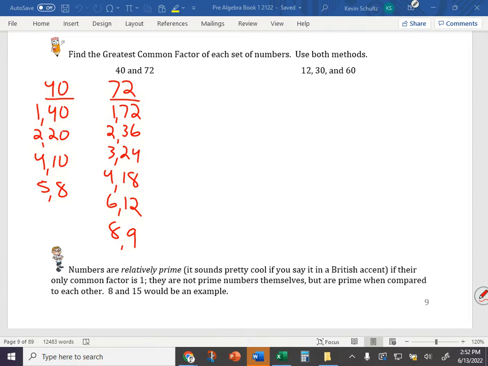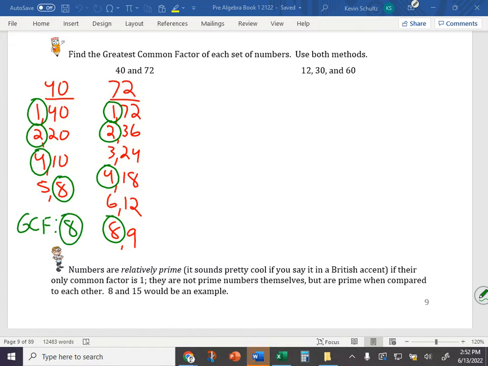But we've got them all out here, and now we're going to identify the common factors. They each have a 1 and a 2 and a 4, and they each have an 8. And what is the greatest of those common factors? Well, the greatest common factor is 8. Okay? And that would be how we get our answer there.